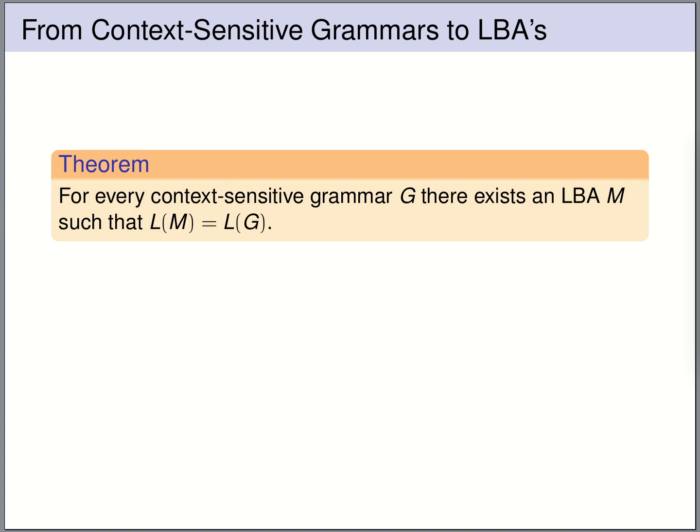Next, we will show that linear bounded automata are equally expressive as context-sensitive grammars. They both define the class of context-sensitive languages. We start with the direction from context-sensitive grammars to linear bounded automata. So we will show that for every context-sensitive grammar G, there exists a linear bounded automaton M, such that the language accepted by the linear bounded automaton is the same as the language generated by the grammar.